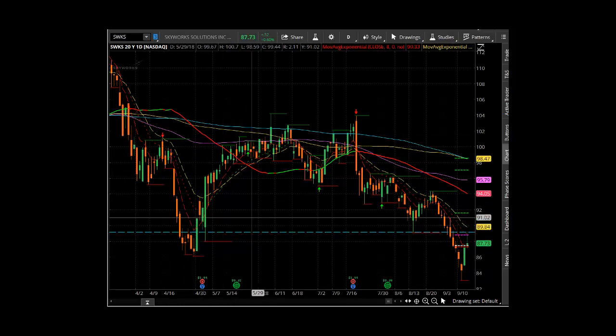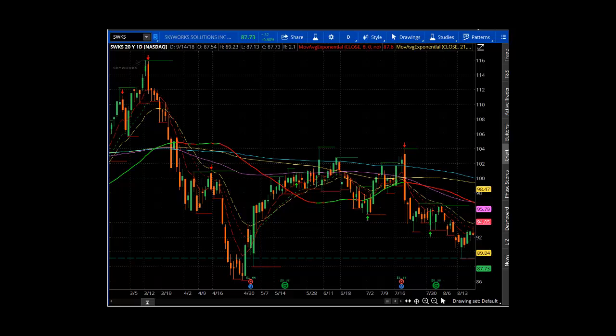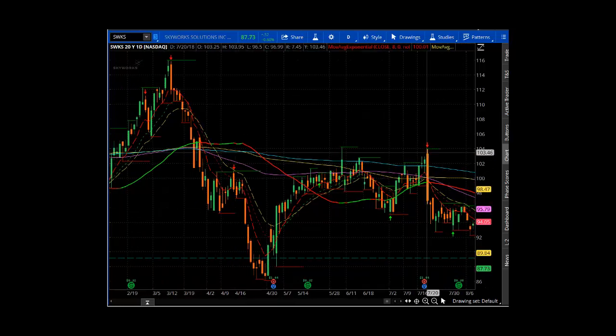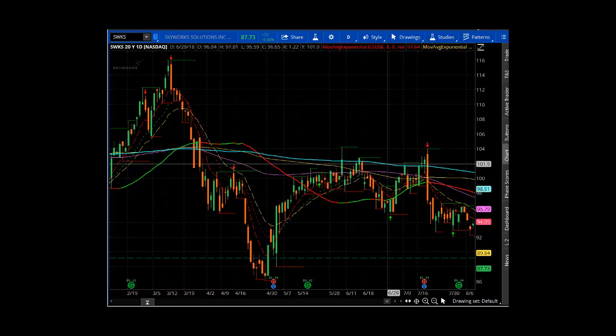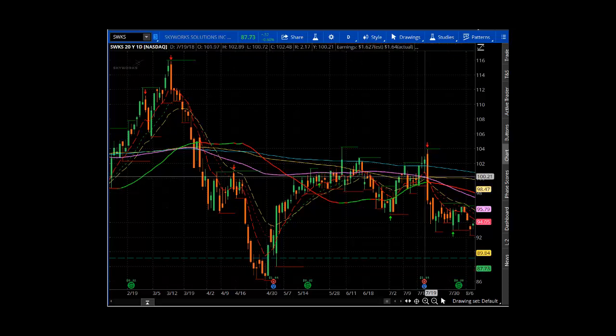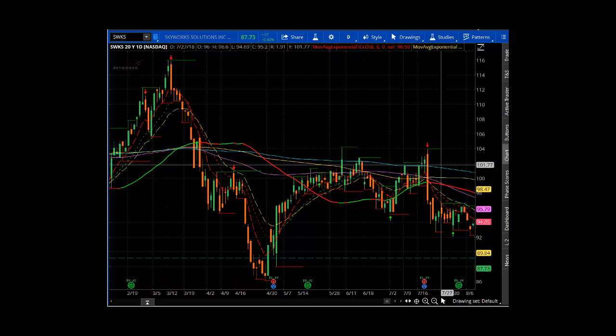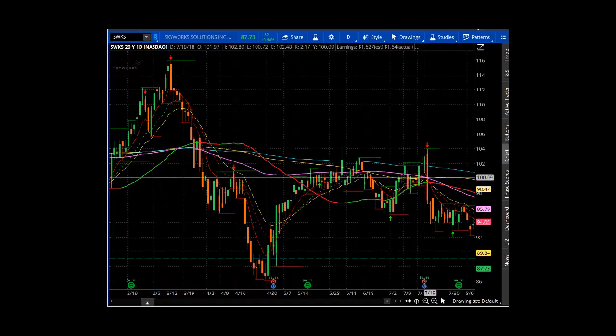Now, what you're seeing here, if you look at this chart on Skyworks, is that it broke down below all these major moving averages. We call this a broken chart pattern. Here's your 200 period moving average, here's a cluster of the 150 and 100, and here's that really important 50 simple moving average, and your 21 and 8. See how it broke that cluster, and then it could never regain any price above that. So this is a broken down, downtrending pattern.